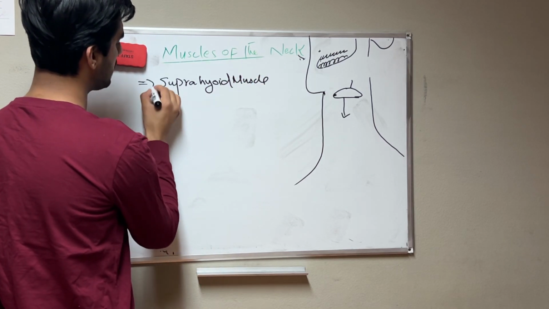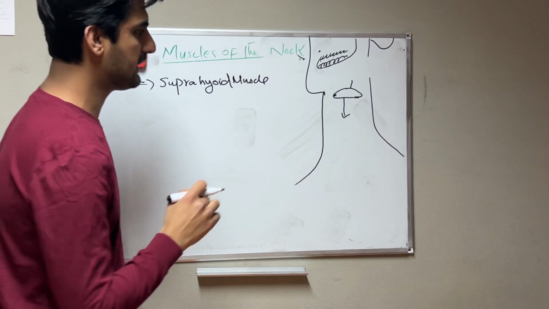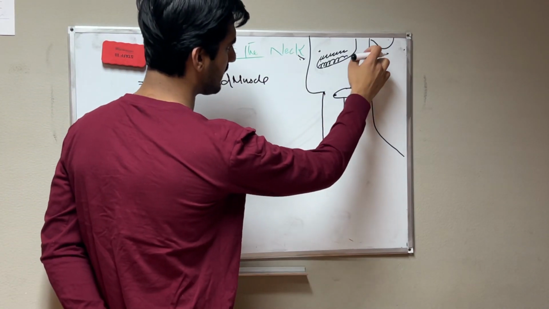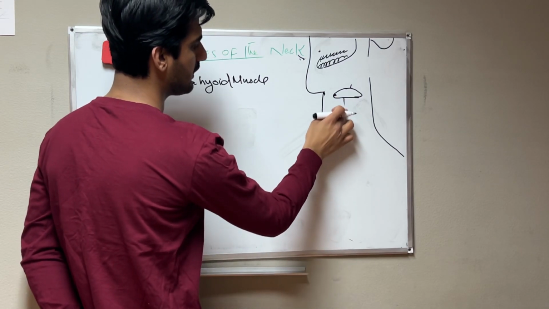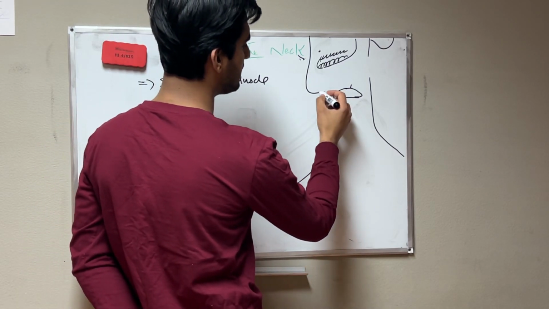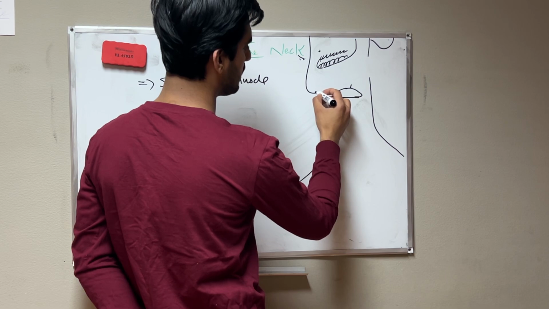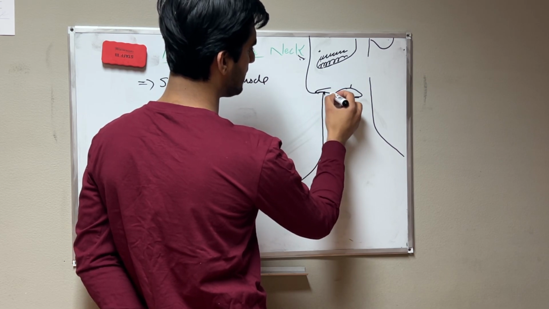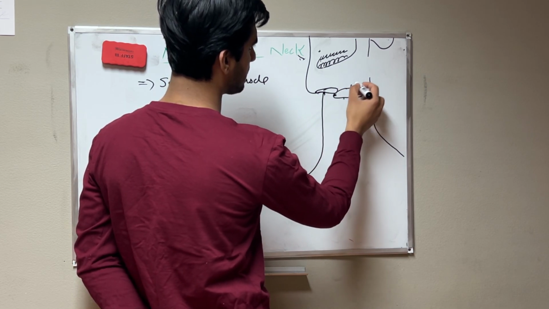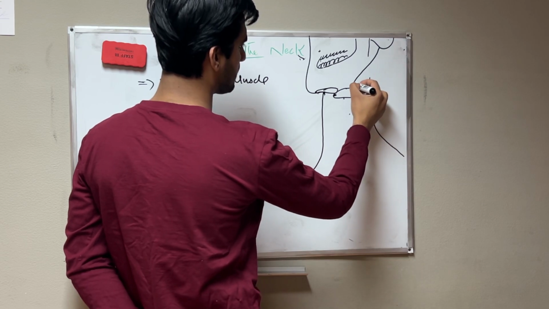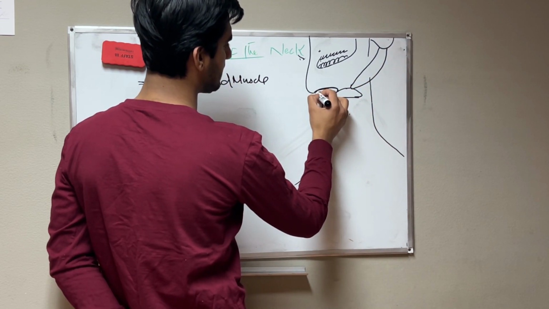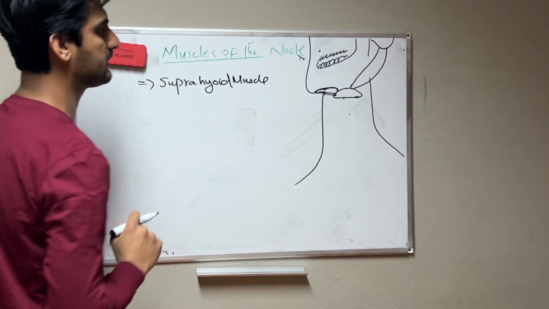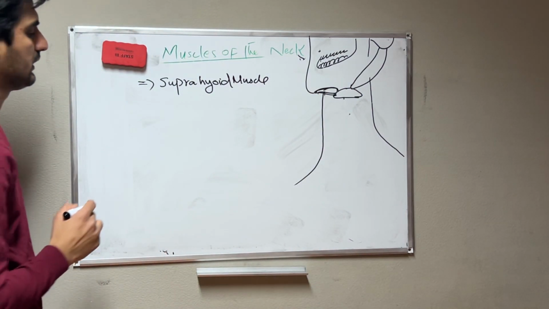Four muscles. This is the mandible. This is the skull, the facial skull, and the mandible. The first of the four muscles is the digastric muscle. The digastric muscle has two bellies. This is a digastric muscle.